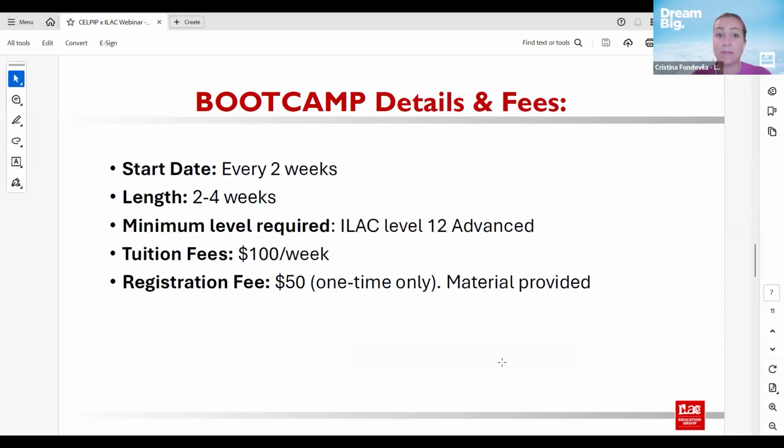For the Bootcamp, you could register for either 2 weeks or 4 weeks maximum. That's the length of the CELPIP Bootcamp course. We start every 2 weeks. Tuition fee is $100 per week and registration is $50. Materials are provided.